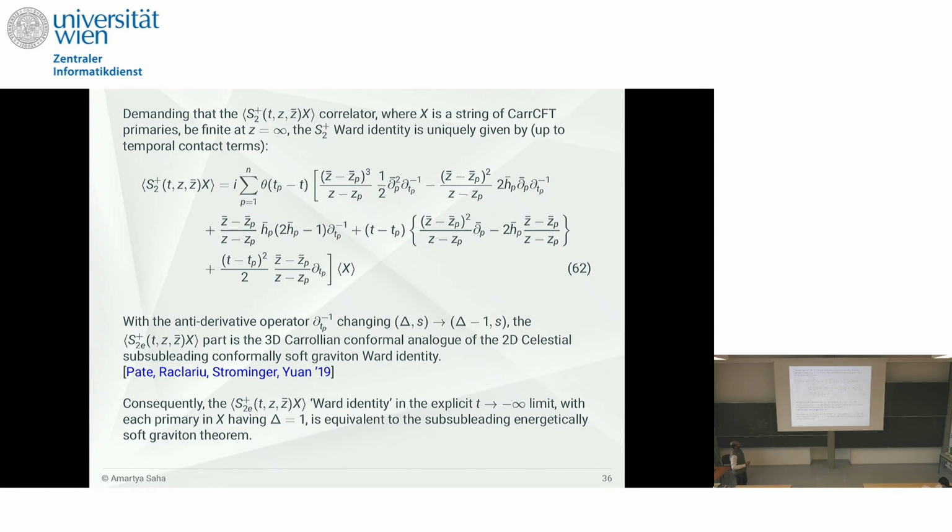And if we consider the S2 plus Ward identity, demanding that this S2 plus X correlator is finite everywhere, I mean when the points are non-coincident, then it is uniquely fixed up to temporal contact terms by 62. This is the Carrollian conformal version of the 2D celestial sub-subleading conformally soft graviton Ward identity. And of course, in the explicit t tends to minus infinity limit, when all the primaries have delta equal to 1, it is equivalent to the sub-subleading energetically soft graviton.